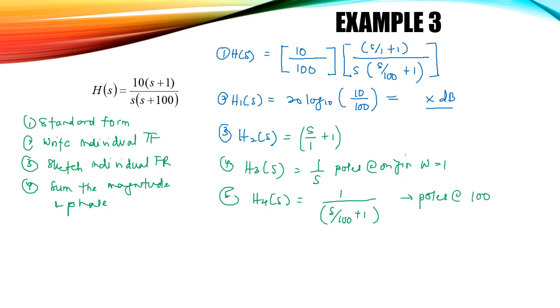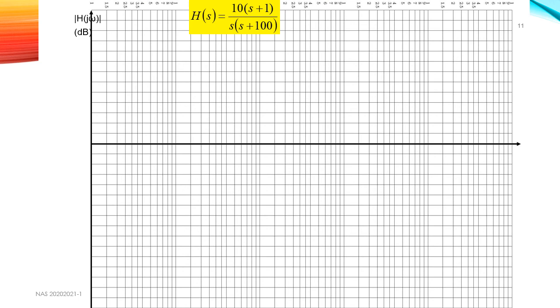Okay, once we have all the individual transfer functions, you need to sketch the frequency response for each individual component, both the magnitude and the phase plot, and then finally sum them up. If the question asks you to draw, then you need to use logarithmic paper to plot or draw your Bode plot. This is the solution for example 3 using logarithmic paper, so you can compare with your sketching. Please complete the Bode plot sketch before you look at this drawing.